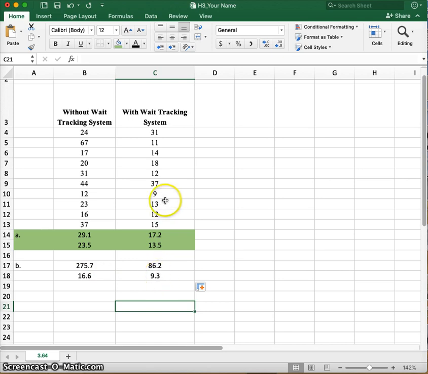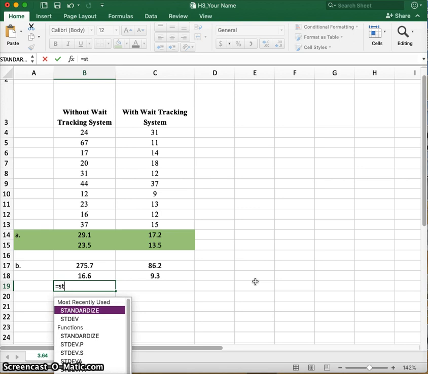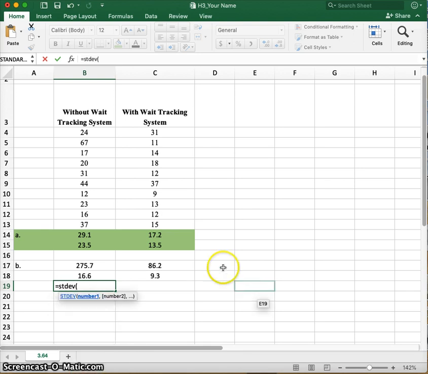So if we use the tracking system, we have a much lower average wait time and less variation in wait time. Another way that I can figure standard deviation is I can use the standard deviation function, which is just STDEV, standard deviation, parentheses. I'll highlight the same data set again.